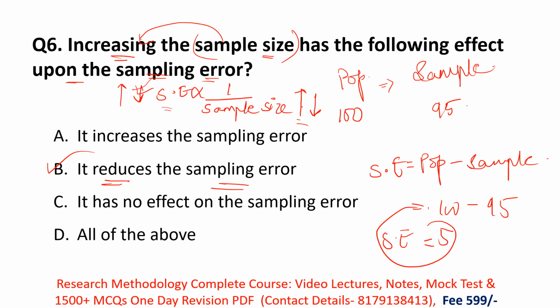Okay, then we'll see the incorrect options as well. Option A, it increases the sampling error. No, because if my sample size is increasing, then my sampling error should reduce, not increase. So here option A is incorrect, and option C, it has no effect on the sampling error, which is obviously incorrect because there is a relation between sampling error and sample size. So remember, always, sampling error is inversely proportional to sample size. Okay, so for this question option B is the right answer. It reduces the sampling error.